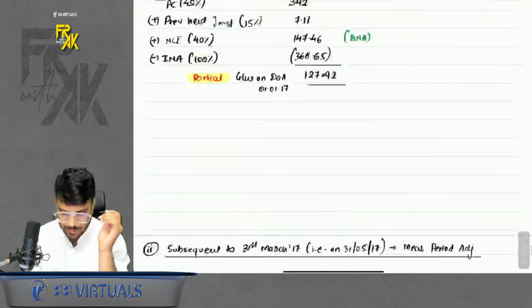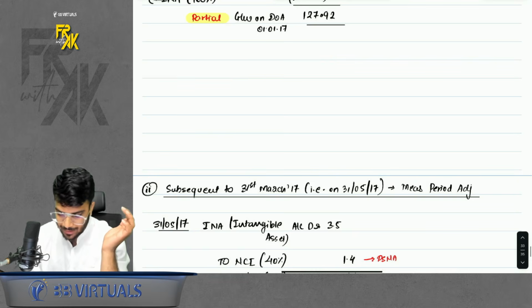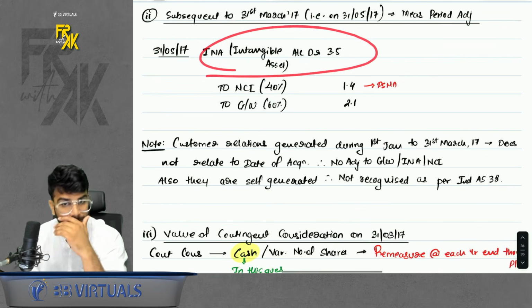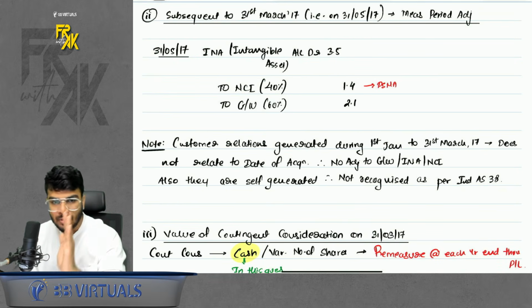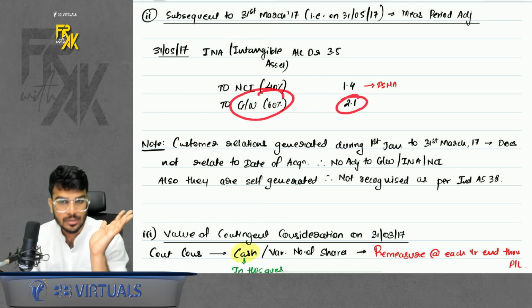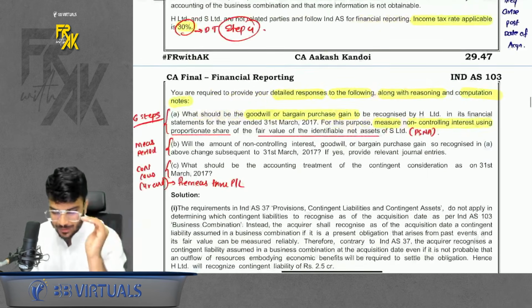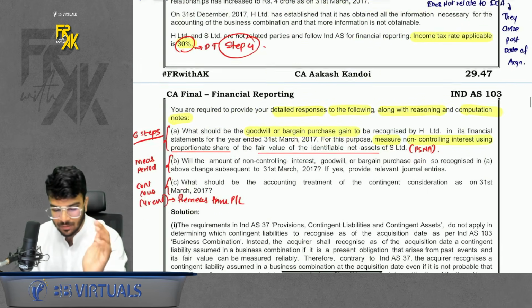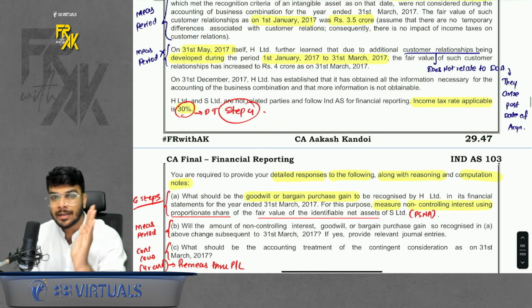The answer is yes. So just pass an entry for this. So your INA will come 3.5. Because NCI is based on PSNA, 40% NCI will change. Balancing figure goodwill will change. Why did I adjust this through goodwill? Because it was received within the measurement period and it relates to the date of acquisition.